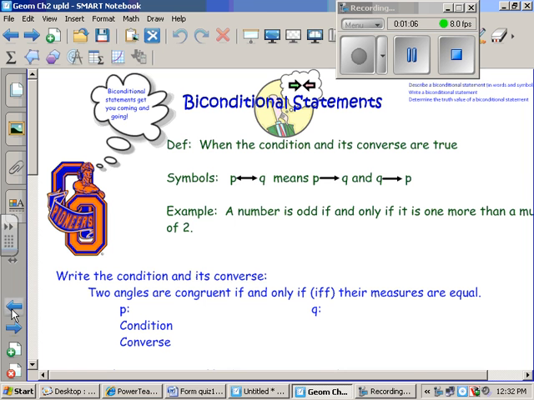A biconditional statement occurs when the conditional and its converse are both true. If you can read it forwards and backwards, then it's a biconditional statement. Can someone think of an if-then statement that would work forwards and backwards, so the conditional and the converse are true? Just anything.